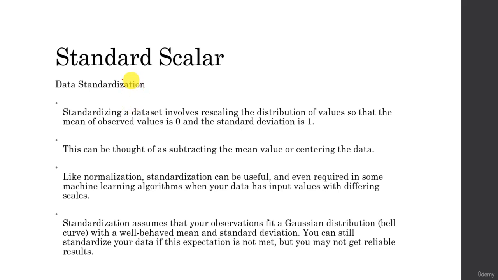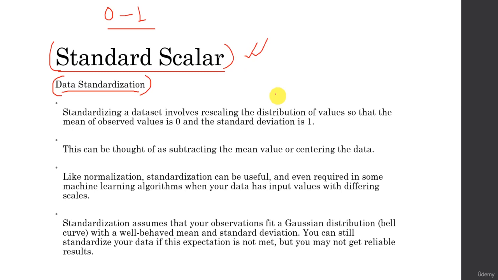Now we are going to discuss another process of data transformation, which is standard scalar, and this is the process called standardization. We have already seen normalization. In the case of normalization, the data was changed to the range 0 to 1. In the case of data standardization, it is up to you what range you want to create for your data. And in order to perform this data standardization, we have standard scalar in Python.